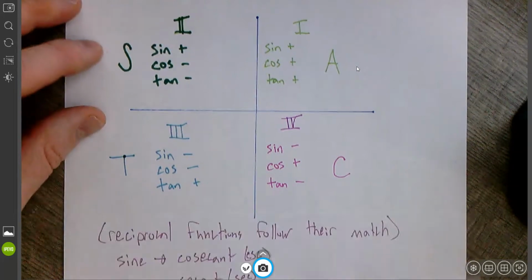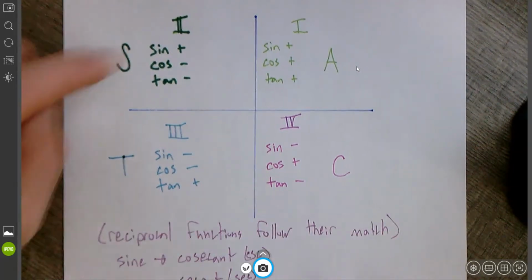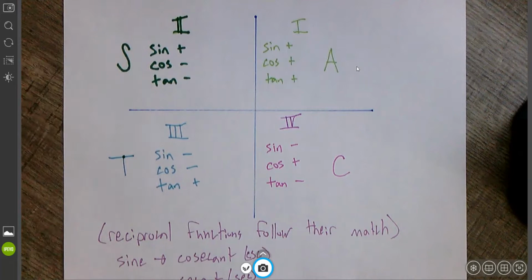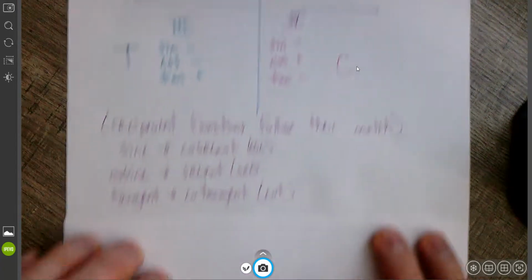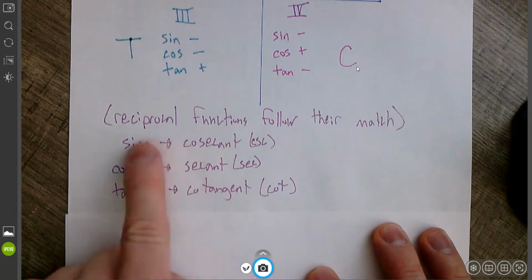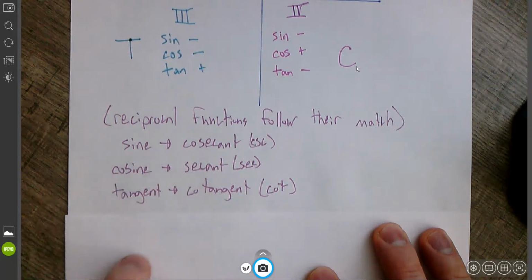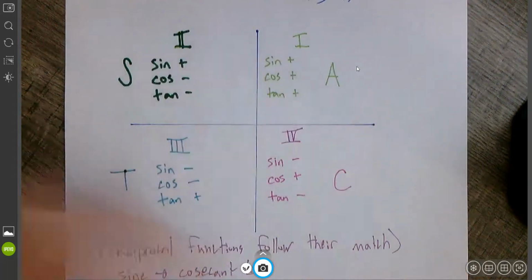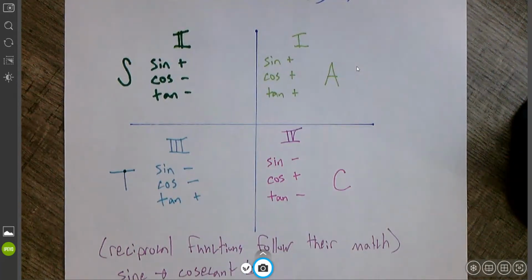The last little bit that I was talking about is the reciprocal functions. Just because I only wrote sine, cosine, and tangent, it still applies to those reciprocal functions. So whenever sine is positive, cosecant is positive. They're reciprocal functions. Whenever cosine is positive, secant is positive. Whenever tangent is positive, cotangent is positive. So we actually have all those other ones up here as well.